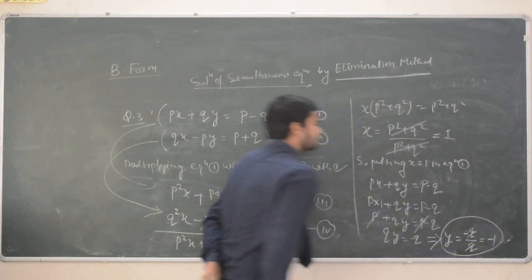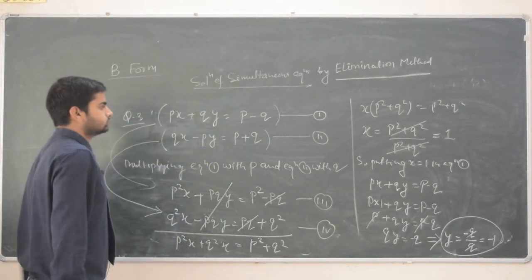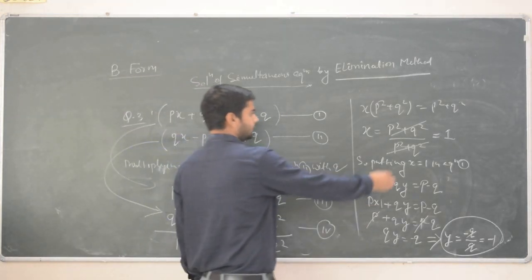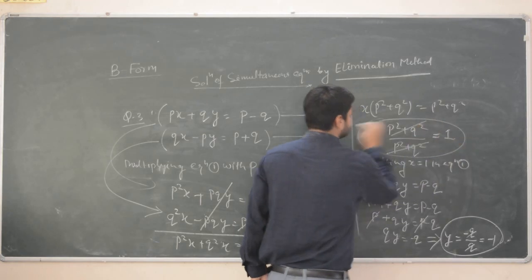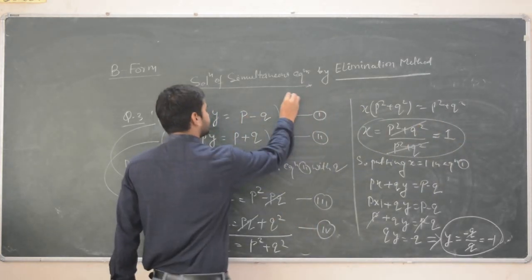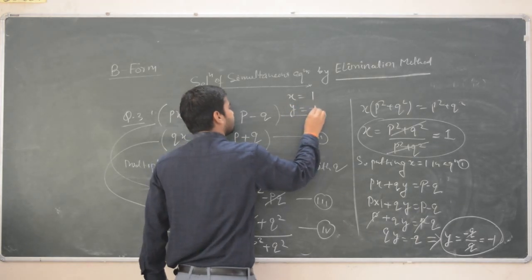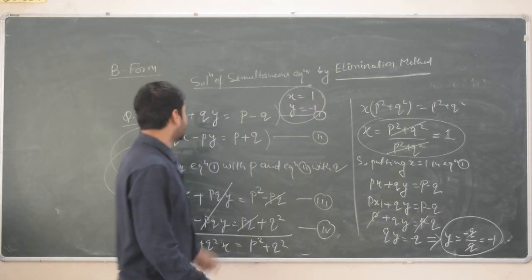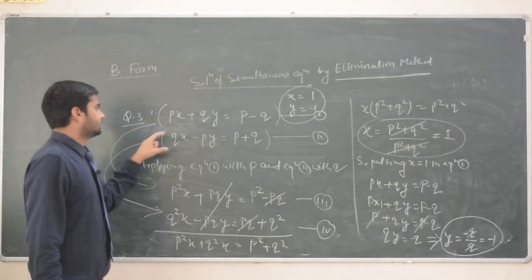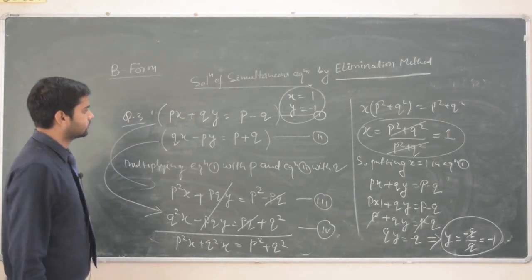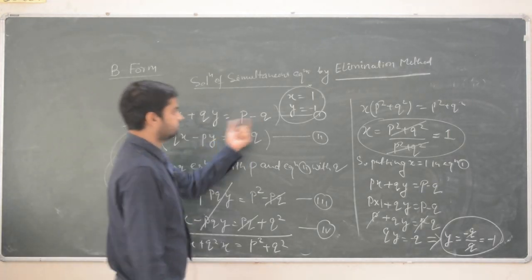So we got the value of y as minus 1, and we have already calculated x as 1. So x equal to 1 and y equal to minus 1 is the solution of this simultaneous system of equations. This is the answer to these equations.